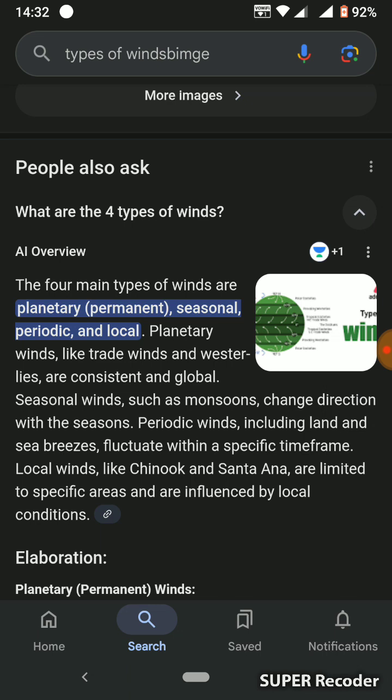Next, we will study types of rainfall. We have three types of rainfall.